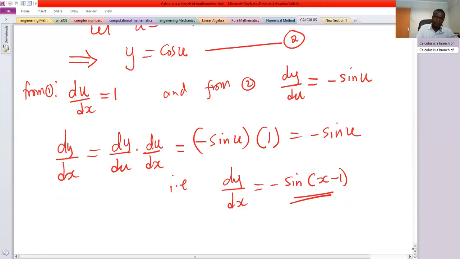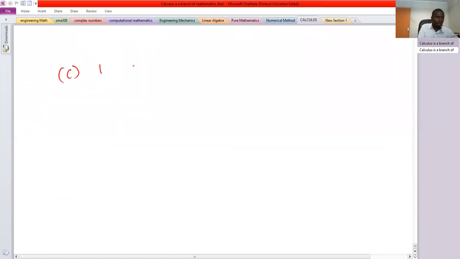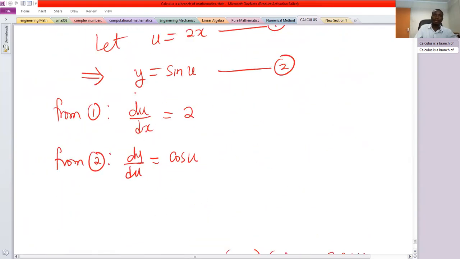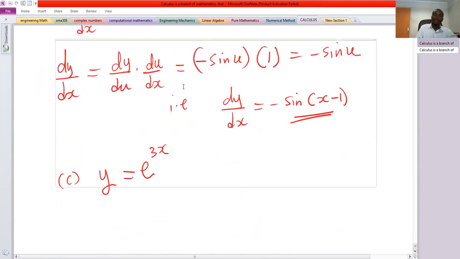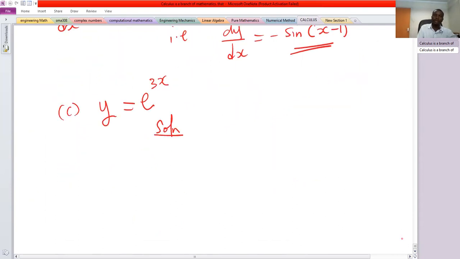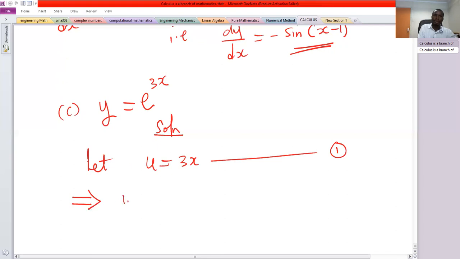C is y equals to e raised power 3x. That is what is given as C in this question. So we fix the power to be u. So let u to be 3x. Call this one equation 1. Then this will mean we'll have y equals to e raised power u. Call this one equation 2.